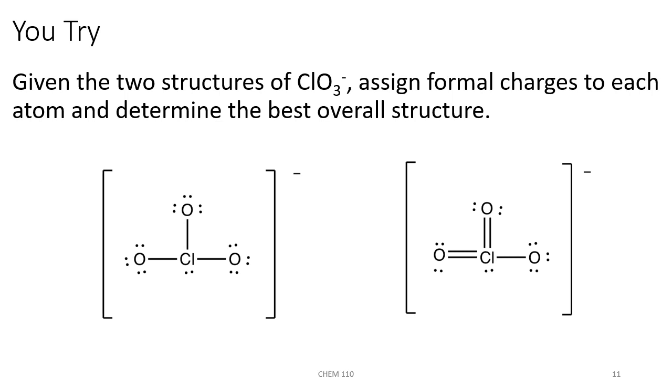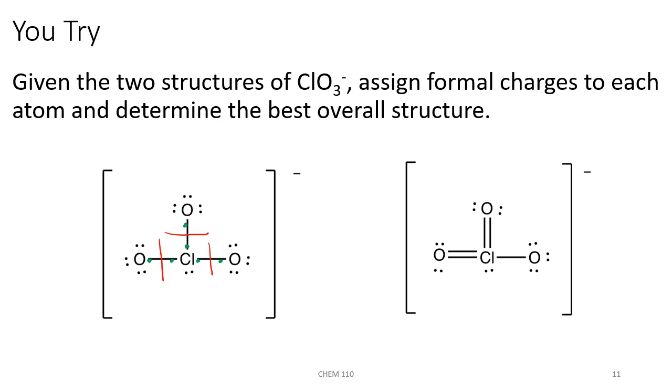Given the two structures of ClO3-, assign formal charges to each atom and determine the best overall Lewis structure. So let's start with the Lewis structure on the left for ClO3-. We're going to draw our imaginary line that's going to break each of our single bonds in half. And we know when we break that single bond in half that 1 electron is going to go to each atom. So we're going to have 1 electron to the oxygen and 1 electron to the chlorine.